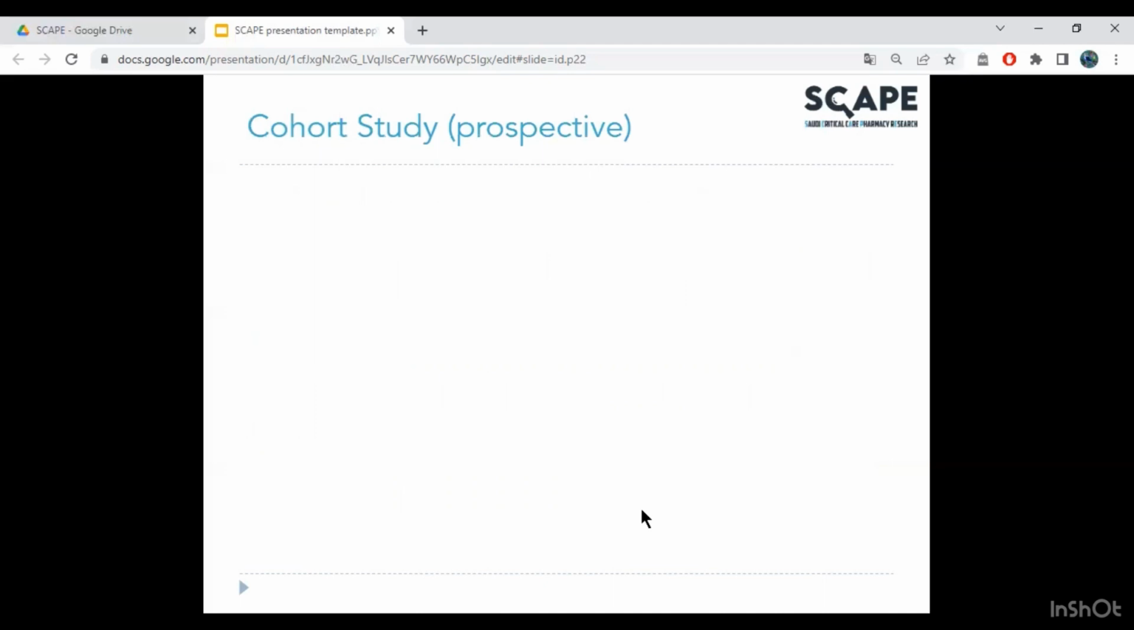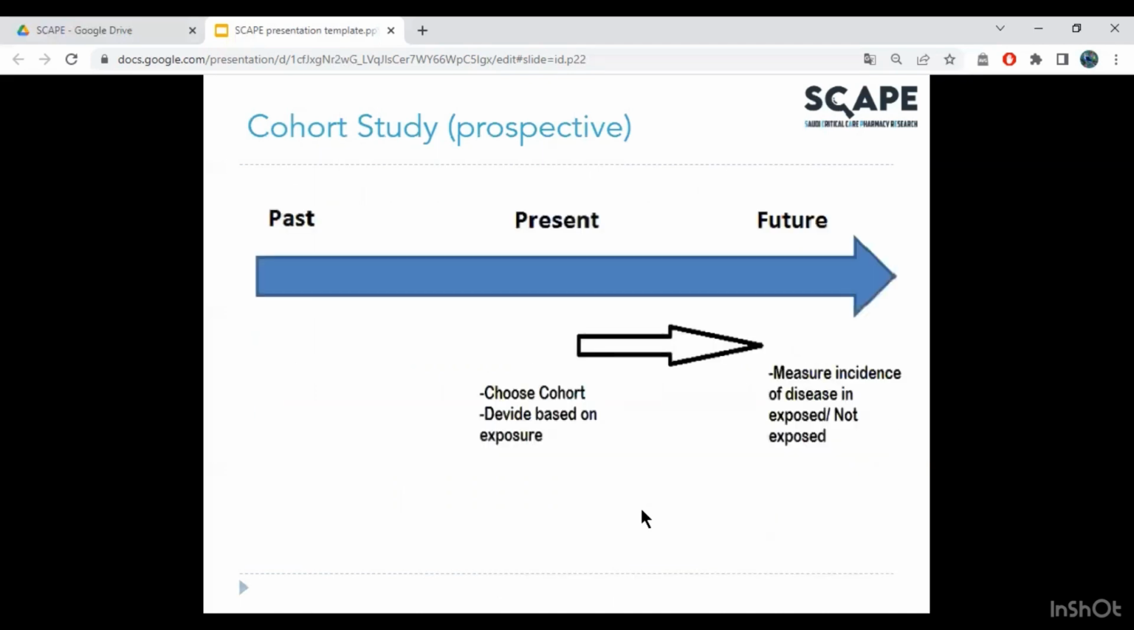Let's move to cohort studies, which are prospective. Now we are going forward in time, in the future. We are in the present, and we choose a cohort, which is a group of population that met the inclusion criteria, and we divide them based on exposure. Some of them have the exposure, or are exposed, and some of them are not exposed to the specific measurement of parameter or risk.